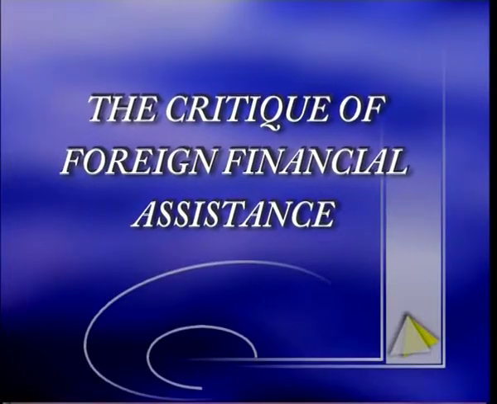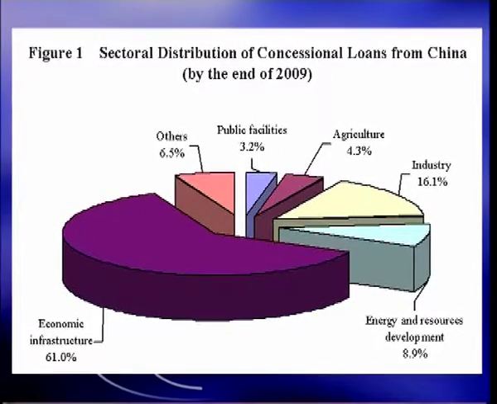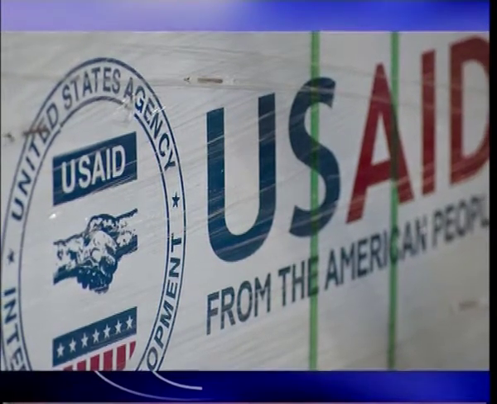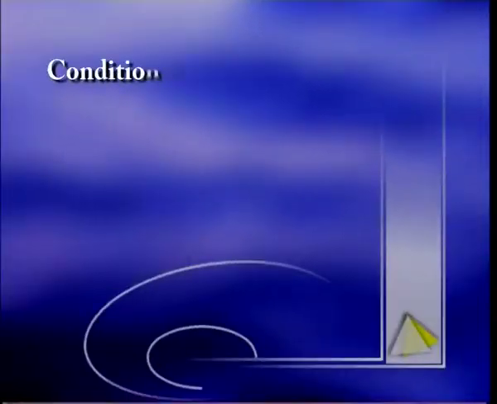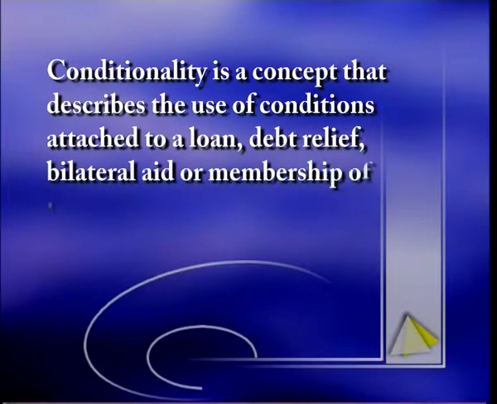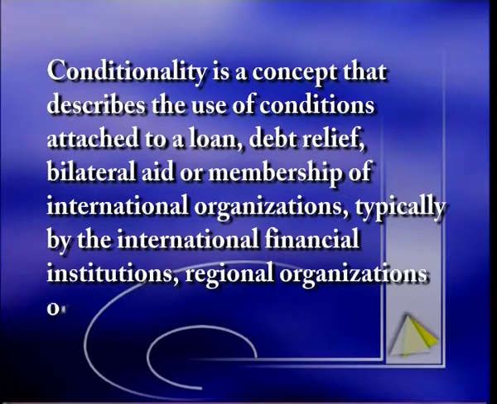There are some who argue that foreign financial assistance has brought significant disadvantages to India. The first criticism connected with the foreign grants and aids program as well as with loans is that the developed countries and the multilateral agencies forward these funds with a number of conditionalities. Conditionality is a concept that describes the use of conditions attached to a loan, debt relief, bilateral aid or membership of an international organization, typically by the international financial institutions, regional organizations or donor countries.